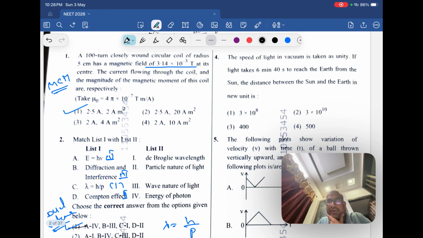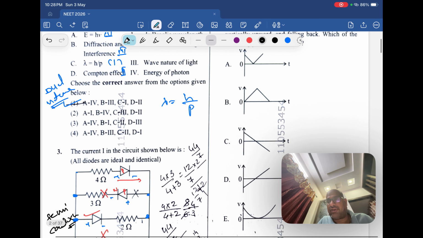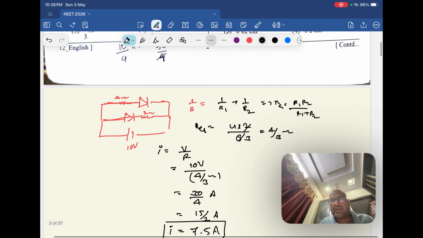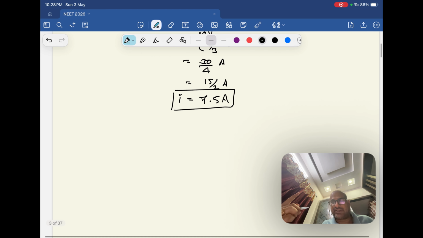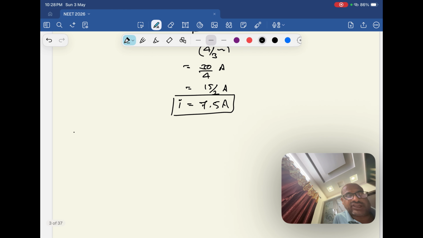as unity. If light takes 6 minutes and 40 seconds to reach the earth from the sun, what is the distance between the sun and the earth in new units? You can say this is called the astronomical unit, 1.5 into 10 power 11 meters, the distance between sun and earth. Generally light from the sun takes nearly 8 minutes, that calculation, isn't it? So here the question says time taken is 6 minutes and 40 seconds, right?